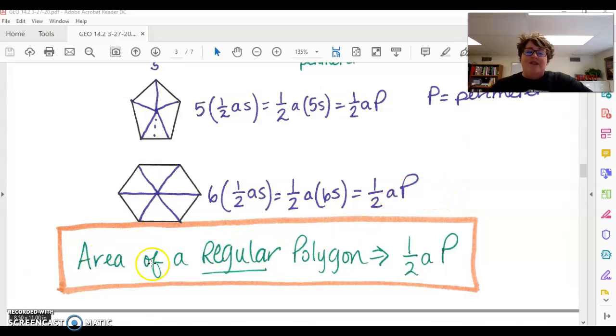So the area of a regular polygon is the important piece here. Regular means all sides are the same. The area of a regular polygon is 1/2 times A, which is the height of one of the triangles, times P, which is the perimeter around the edge. So that's for any regular polygon.